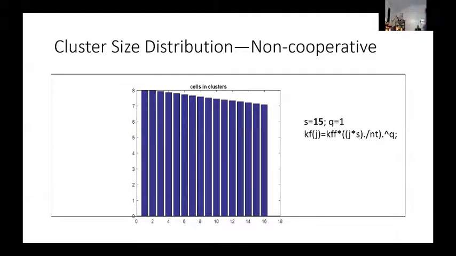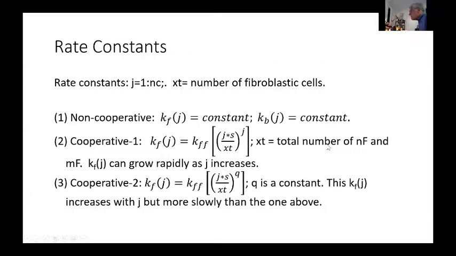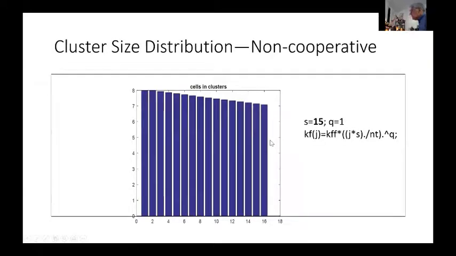So now I'm going to show some examples of that. Here's an instance in which I'm looking at this rate constant here, where Q is a constant, and in this case, Q is given the value 1. And so Kf of J increases with J, but not so rapidly as it might if Q were larger.